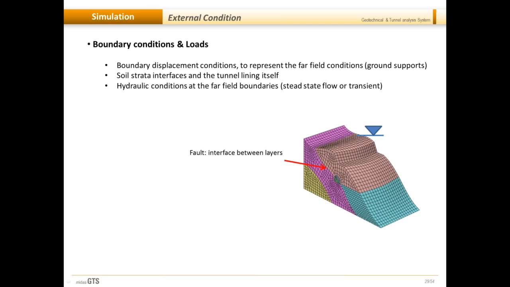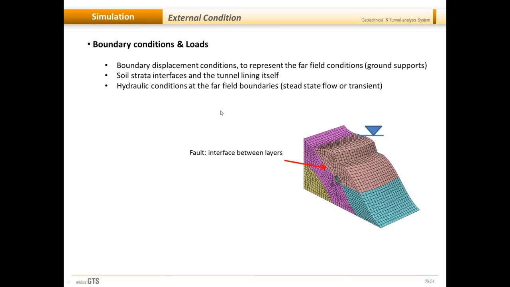Then the third step in the simulation is the external condition. And in external conditions, basically you are defining the boundary conditions, such as boundary displacement conditions to represent the far field effect, then soil strata interfaces and the interface between tunnel linings. Then you define the hydraulic conditions at the far field boundaries. It could be steady state flow, it could be transient flow. So depending upon what soil strata or what profile you are dealing with, you have to define the water level. You have to consider that this is the fault line, so there should be an interface between these layers.